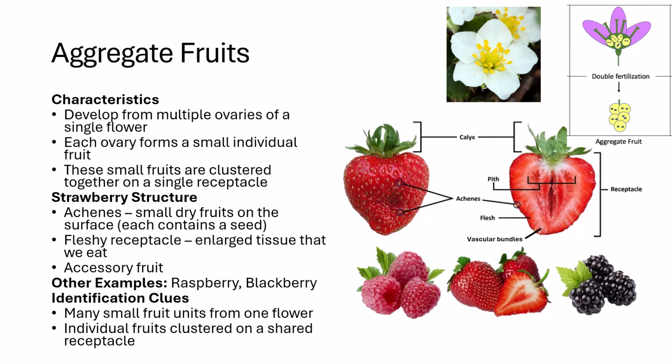Because of this, strawberries are considered accessory fruits, since part of the edible tissue comes from floral structures other than the ovary. Inside the strawberry, the whitish lines that extend from the center to each achene are vascular bundles providing nutrients to the developing achene. Other examples of aggregate fruits include raspberries and blackberries, where each small unit in the cluster represents an individual fruit that developed from a separate ovary in the same flower. When identifying an aggregate fruit, one key clue is that the fruit is made up of many small fruit units that all originated from a single flower.